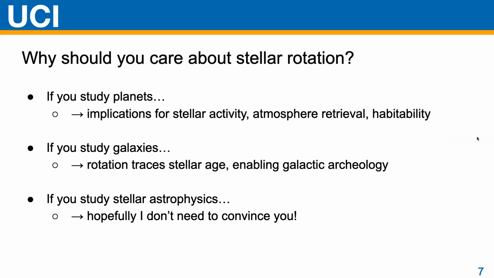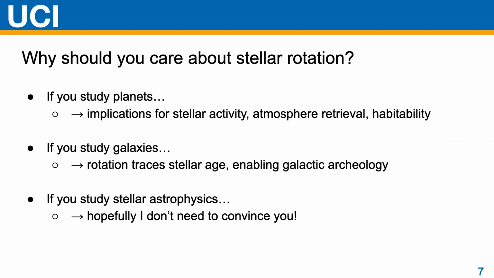So why should you care about stellar rotation? Well, if you're a person who studies planets, stellar rotation has huge implications for stellar activity, things like surface heterogeneity because of star spots. If you care about retrieving atmospheres, you really need to know what your star surface is doing. And if the star is spinning, that's going to affect it.